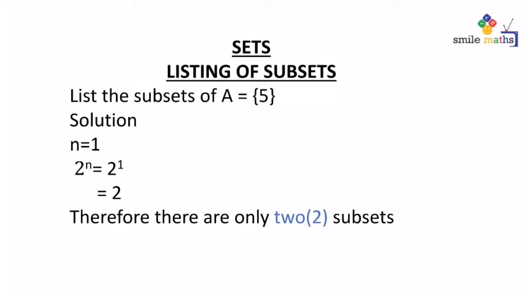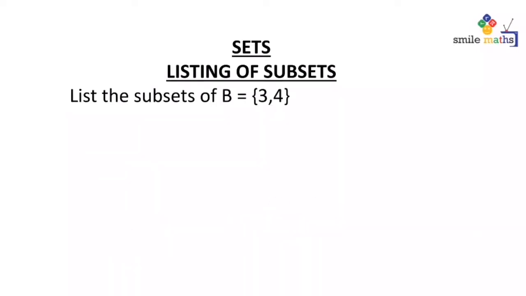And one thing we will say is that for every set, the null set is a subset. So the null set is a subset of every set. So listing the subsets of the set A, we are going to have the null set and 5 itself.